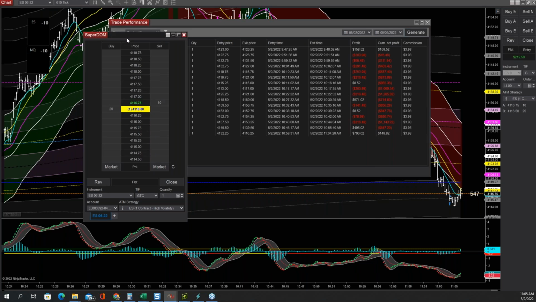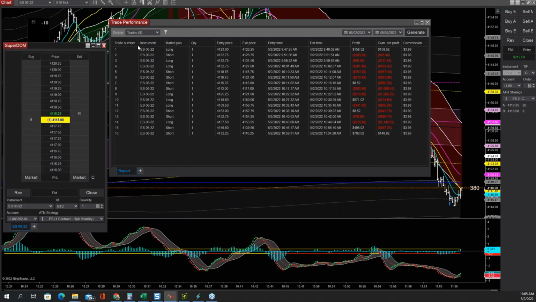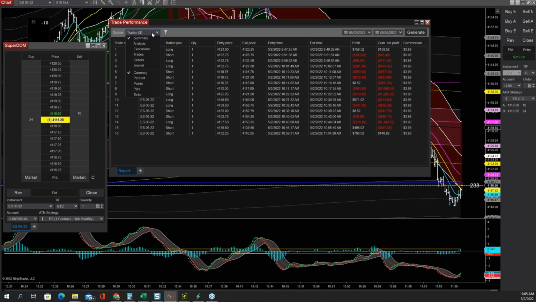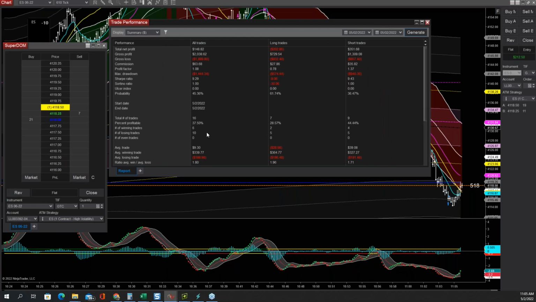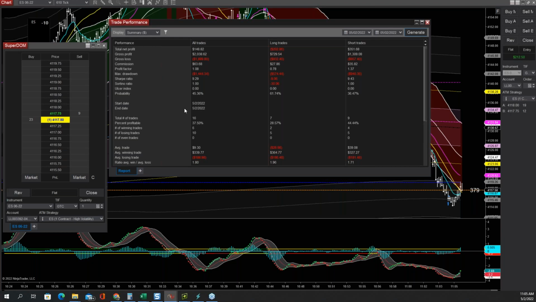Look at that. Thank you, Lord. So here it is, my summary. And you can see, like I said, with this system, look at that. My win rate is only 37.5%, but I made profit of 148. Again, my risk to reward ratio is 1.8, close to 2.